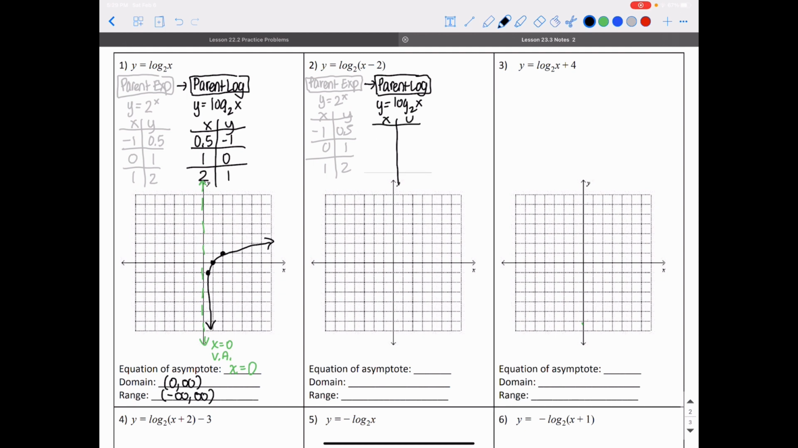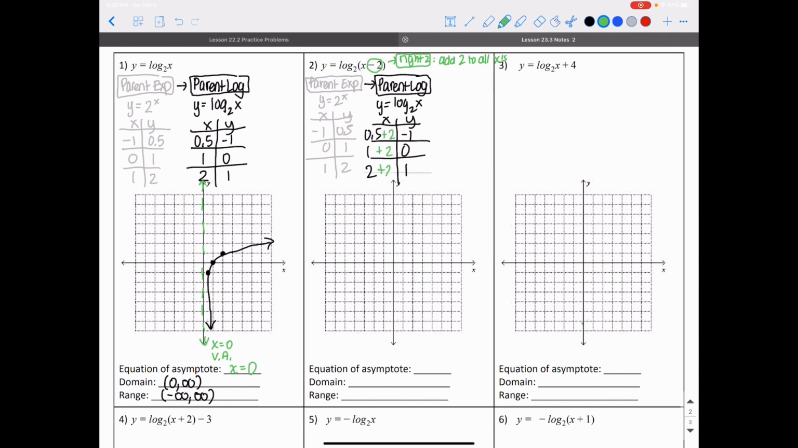I've already done this. So I'm going to have 0.5, -1, 1 and 0, and 2 and 1, and I'm going to leave enough space because I see there's a horizontal shift here that's going to affect my x values. I see this -2 inside. Now I'm going to apply my transformations. So I have that -2 inside, which means I'm moving everything to the right 2. That's going to affect my x values, which tells me that I'm going to add 2 to all x's. If I'm moving to the right 2, all my x's get added 2 to them.